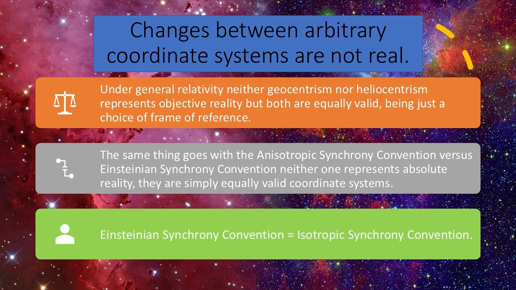Under general relativity, neither geocentrism nor heliocentrism represents objective reality, but both are equally valid, being just a choice of frame of reference. The same thing goes with the Anisotropic Synchrony Convention versus Einsteinian Synchrony Convention. Neither one represents absolute reality. They are simply equally valid coordinate systems. Einsteinian Synchrony Convention equals Isotropic Synchrony Convention.